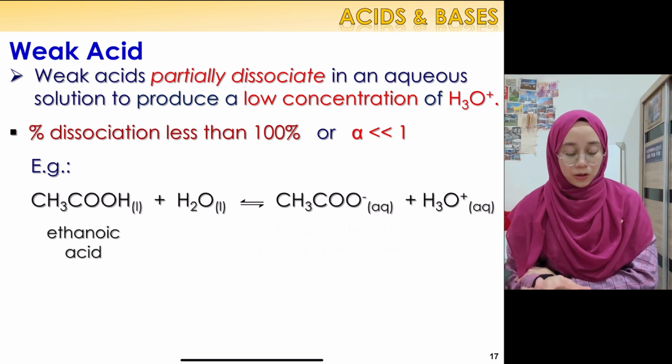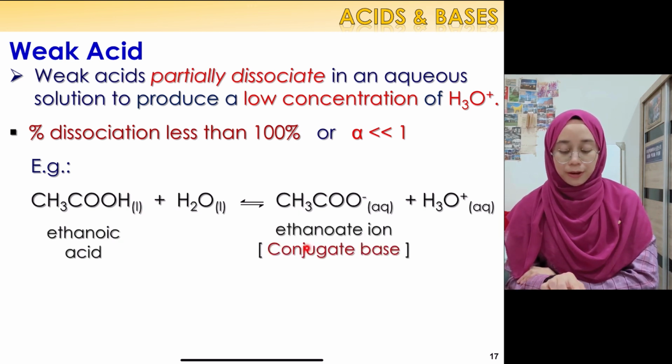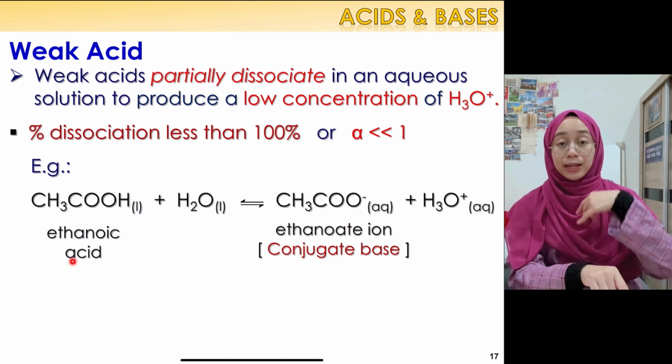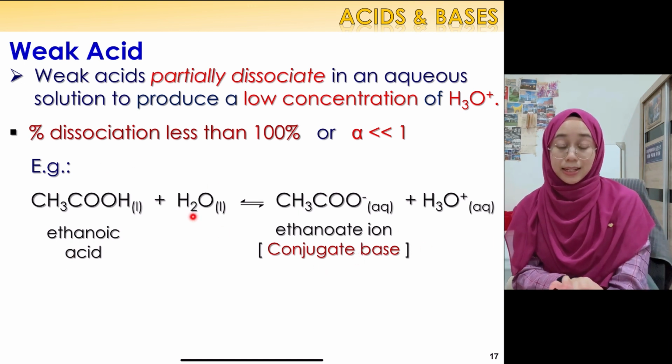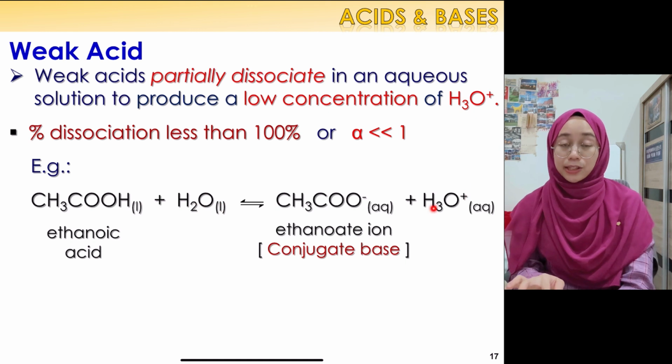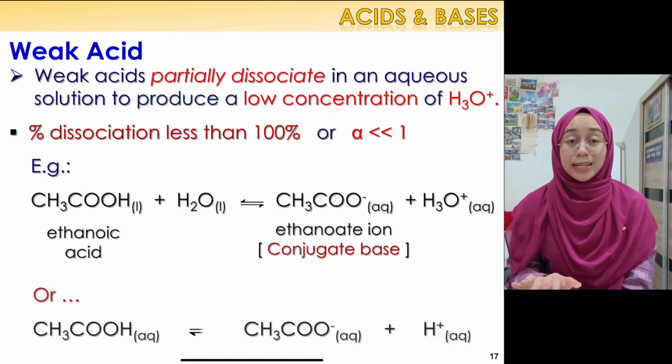Okay, so ethanoate ion, we have ethanoate ion kat sini. So our ethanoate ion is considered sebagai conjugate base because kita ada acid kat sini tadi yang release dia punya proton, so dia jadi conjugate base. So water kat sini dia akan act sebagai base, so H3O+ kat sini adalah sebagai conjugate acid.